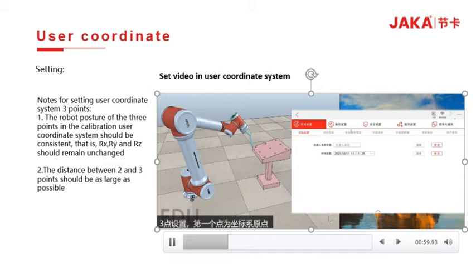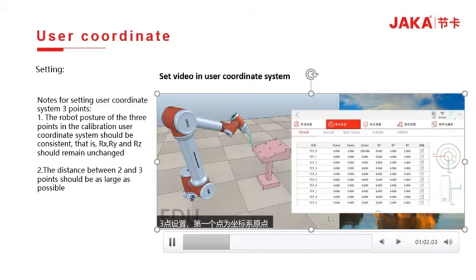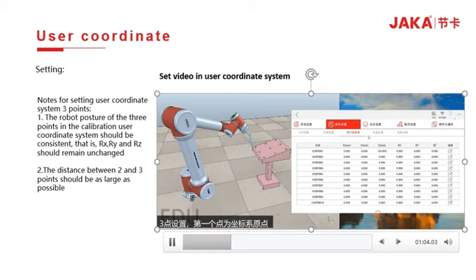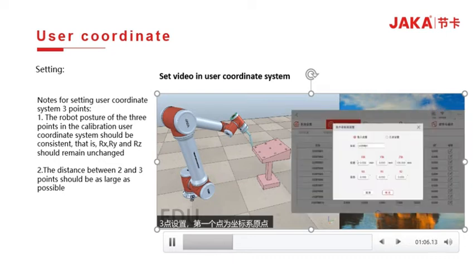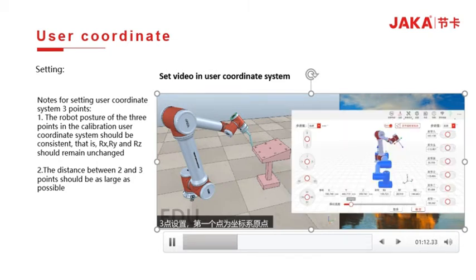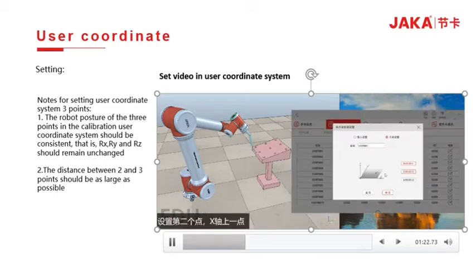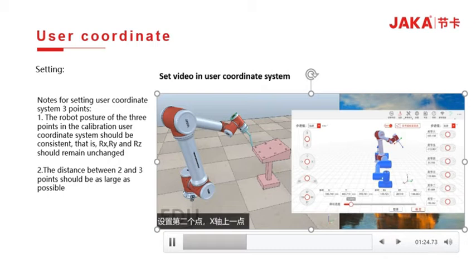Now, the second way, the 3 points setup. Click on the first point to set the coordinate system. The first point is the origin of the coordinate system. Set the second point to be any point along the x-axis.